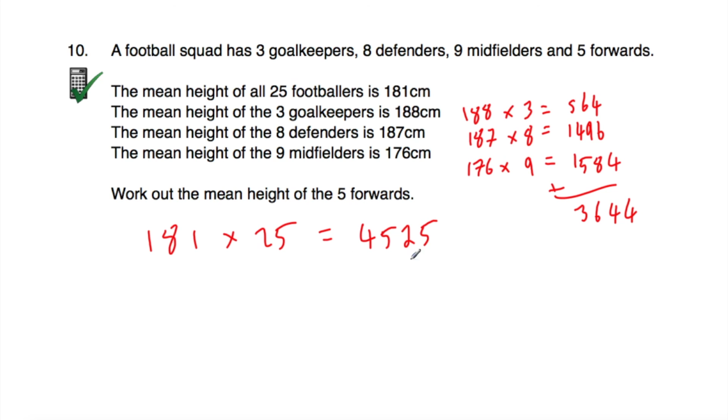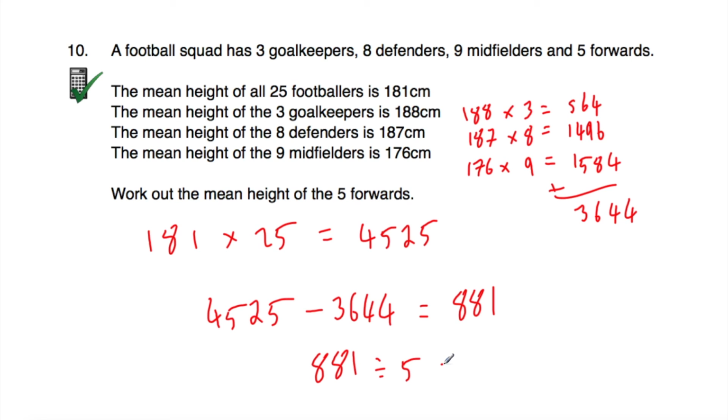We've got the total height of the whole squad. So if we take our 4,525 and subtract the 3,644, what's left will be the total height for the forwards. So when we do that, we get an answer of 881. Now there's 5 forwards, so if we take the 881 and divide that by 5, that'll tell us their mean height. So if we divide by 5, that's equal to 176.2 centimetres. So that's the mean height of the 5 forwards. And that's our answer.